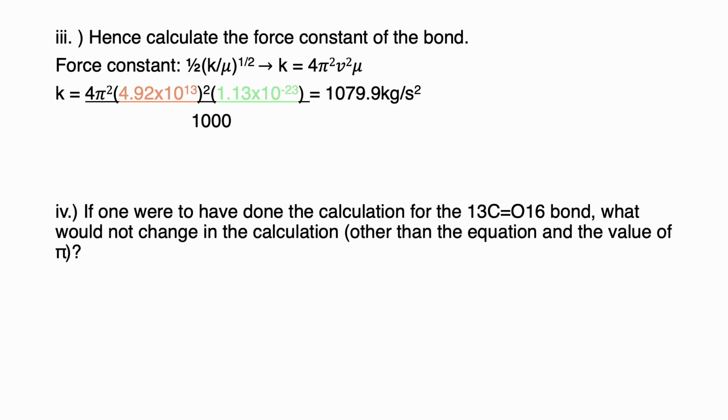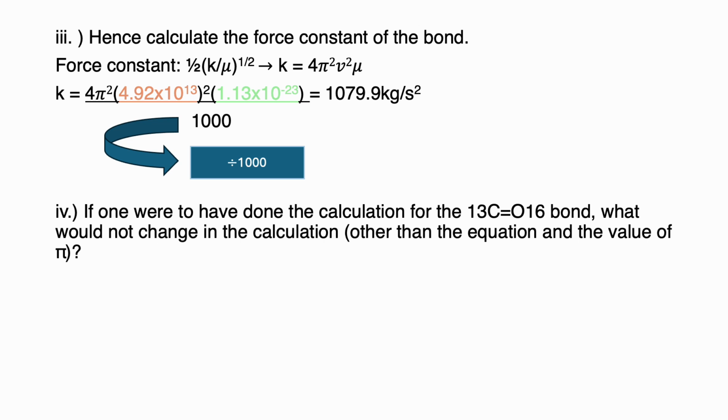So if we plug in all the numbers that we got from the previous slides, we are going to get K equals 4 pi squared, brackets 4.92 times 10 to the 13 close brackets squared, open brackets 1.13 times 10 to the minus 23 close brackets. We are dividing everything by 1,000 because we want to get it in kilojoules over second squared. So the answer we should get is 1079.9.